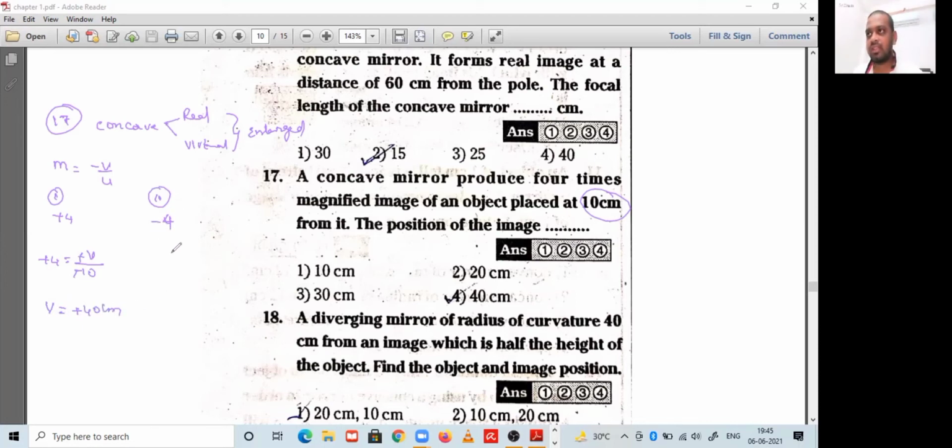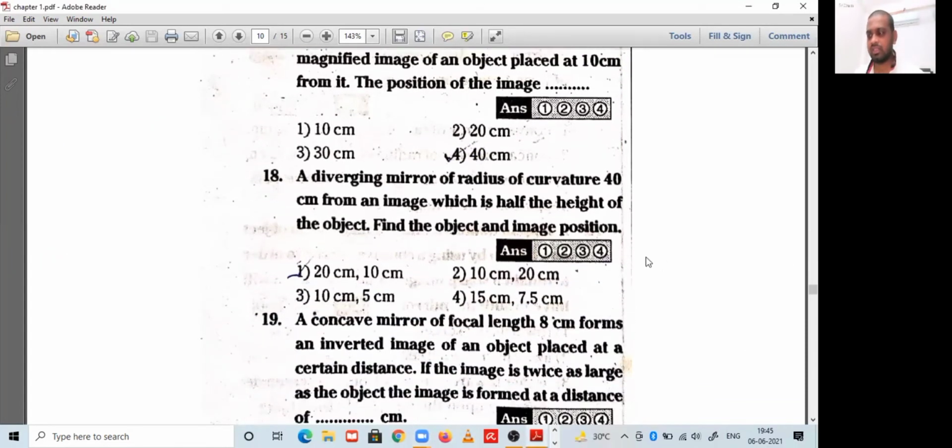And coming to case 2, minus 4 is equal to minus v by minus 10. Here it was plus 4 in the first condition, second condition minus 4. Minus minus will get cancelled. v is equal to minus 40 centimeters. In both situations, we got the magnitude as 40. Ignore the sign, consider the magnitude 40 centimeters. 17th, option 4.